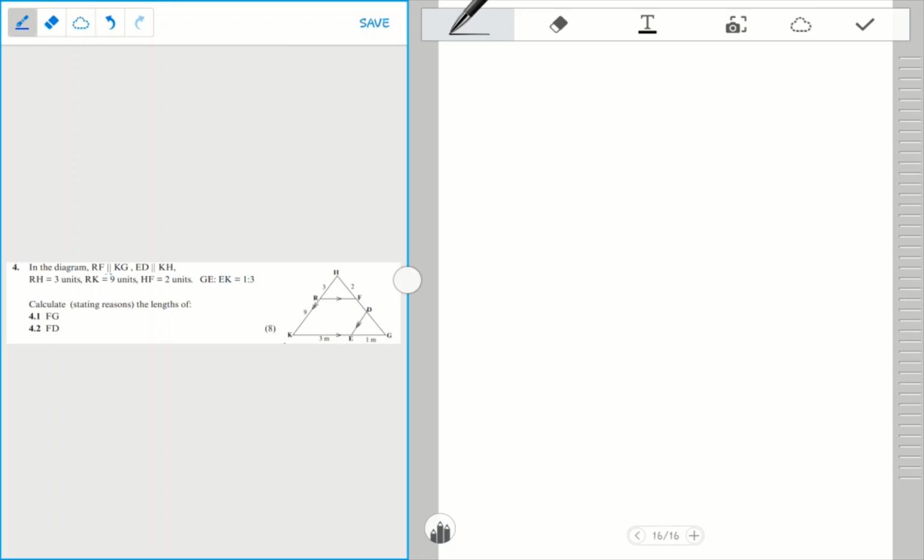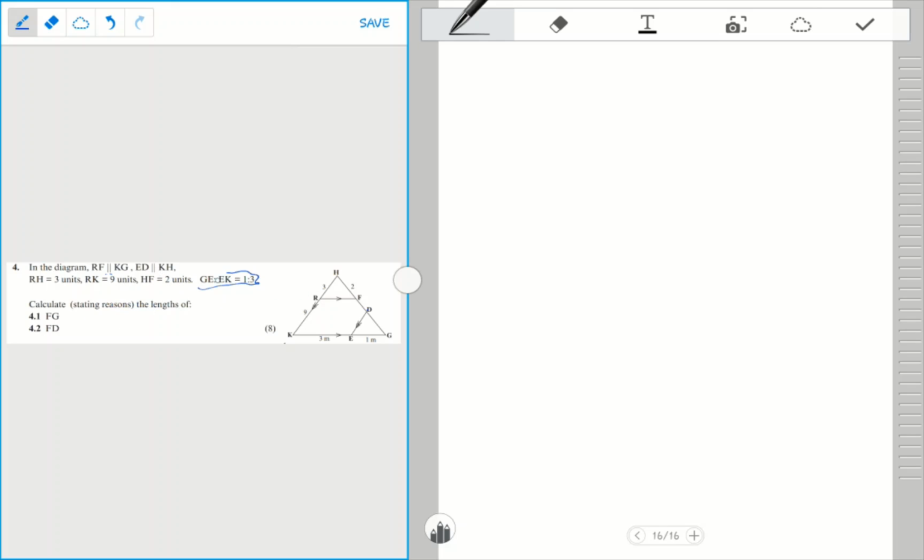This is what we are given, and then RH is 3 units. Basically, we are not told that this is a ratio. We are told that this is a number. These are units. We are not going to be writing 3a or whatever as in the previous example. We are told that this is the distance between R and H, and then RK is 9 units, and then HF or FH is 2 units.